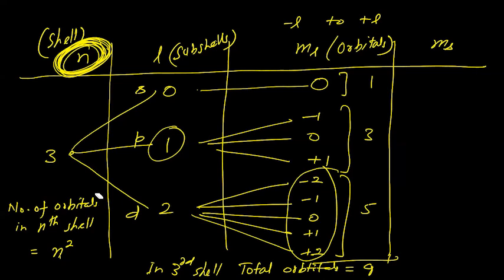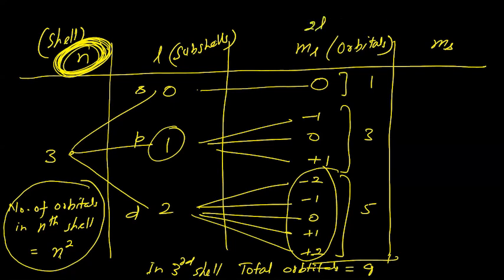So you need to remember 2 important points: number of orbitals in a shell and number of orbitals in a subshell. The number of orbitals in a shell is given by n square. The number of orbitals in a subshell is given by 2l plus 1, which you know. But sir, it is for the separate values, no? Yes, 2l plus 1.